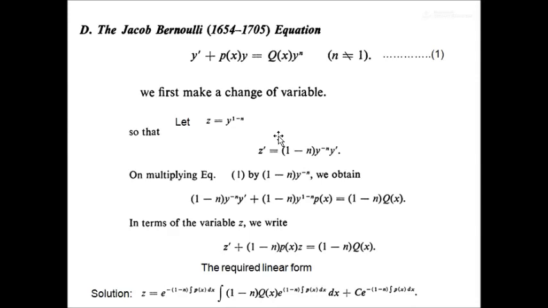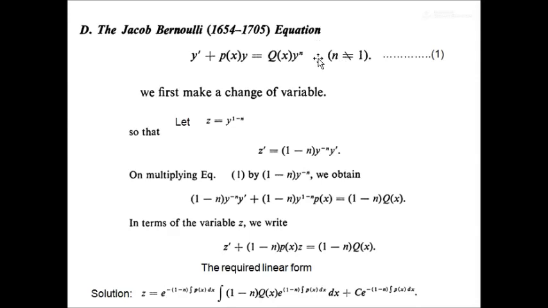Now you can take a well-known Jacob Bernoulli's equation. This will be a first-order differential equation, and this is obviously a non-homogeneous equation. The equation has the form y prime plus P(x) y equal to Q(x) into y to the power n, where n is not equal to 1.